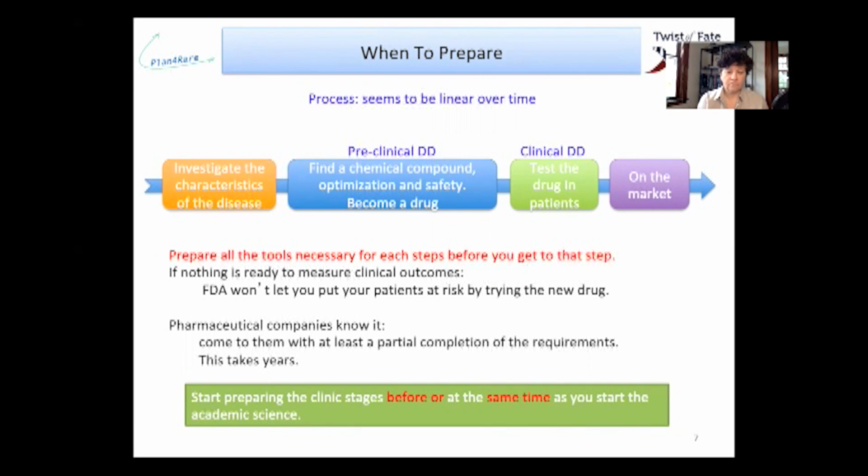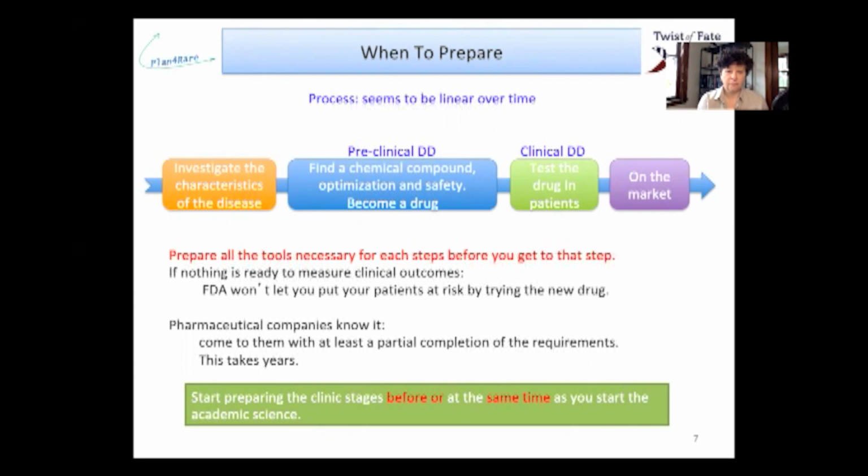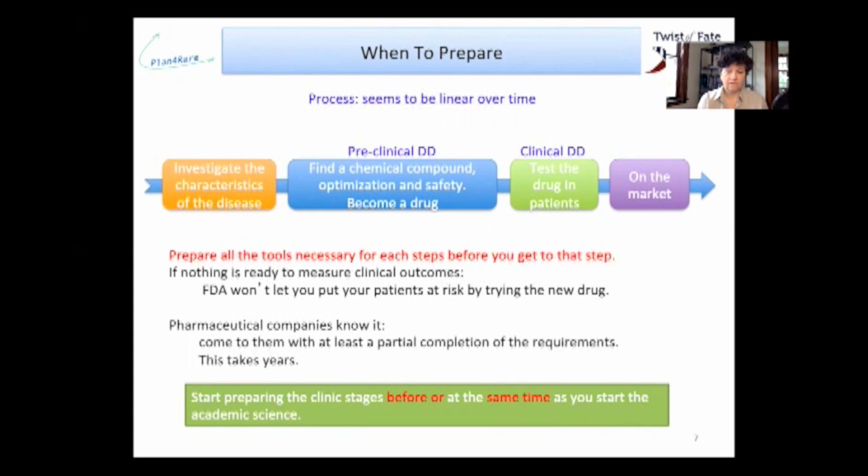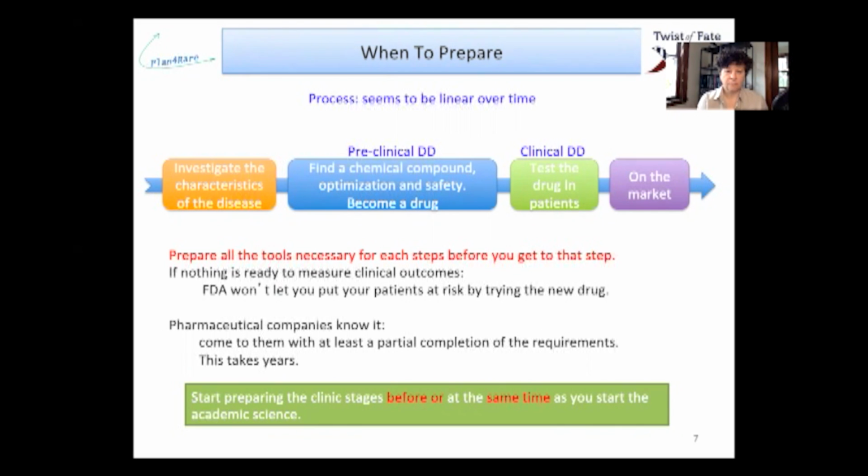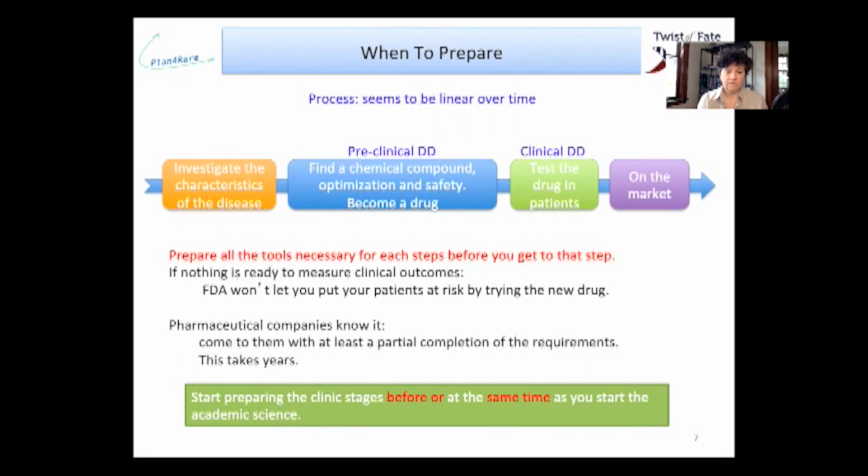This takes years. Instead of first testing molecules in a model, and when an interesting molecule is found, starting to think about the next step and realizing it will take years, start preparing the clinical stages before or at the same time as you start the academic science.